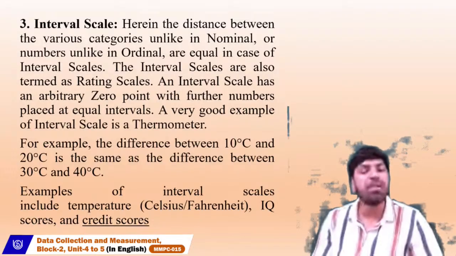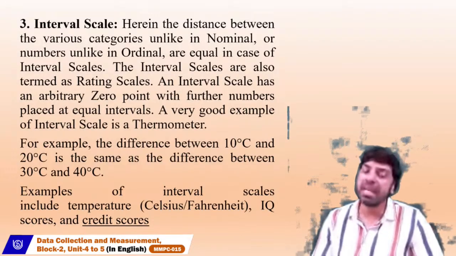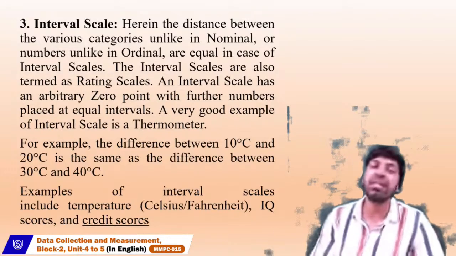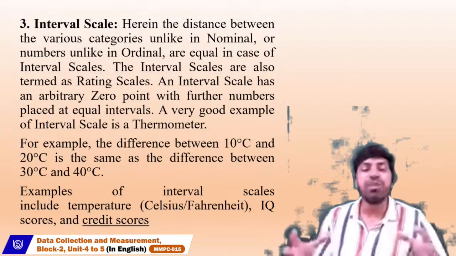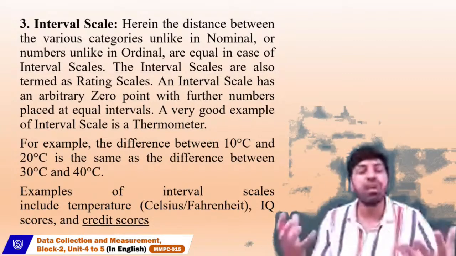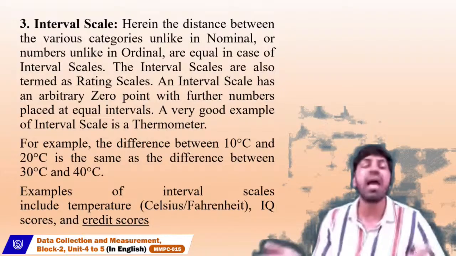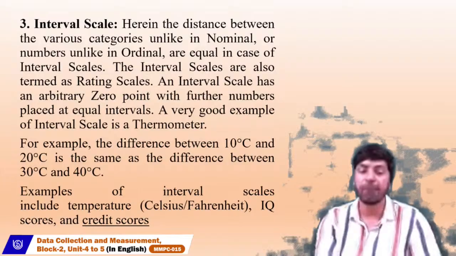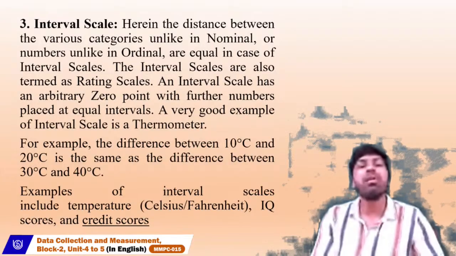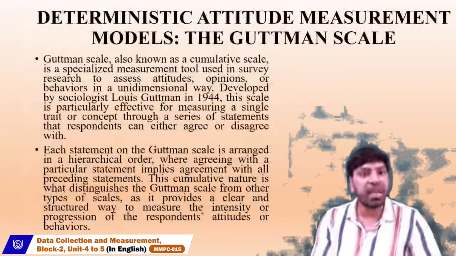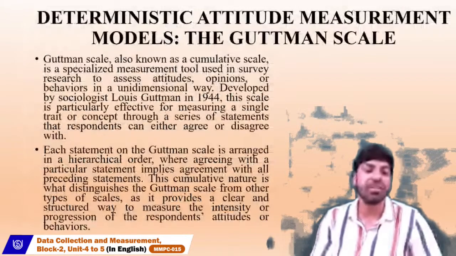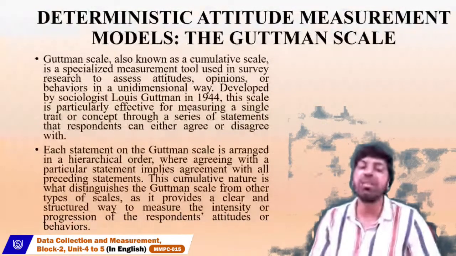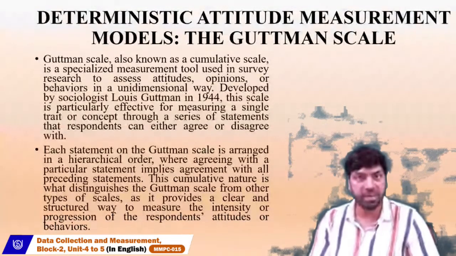Let's take an example. The difference between 10 degrees Celsius and 20 degrees Celsius is the same as the difference between 30 degrees Celsius and 40 degrees Celsius. So the difference between the two values is actually the same, that is 10 degrees Celsius. This is also another, the Guttman scale, which is used to measure attitude. It is a cumulative scale which measures the respondent's attitudes or behavior.